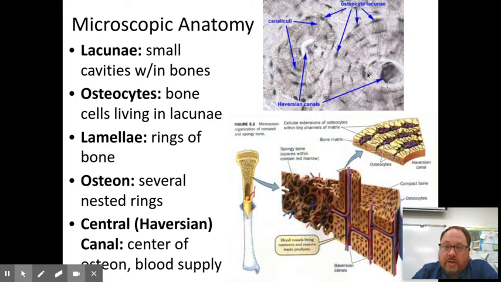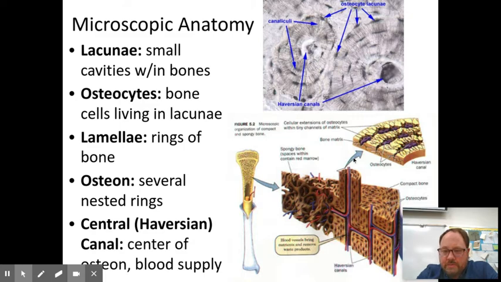Now, of course, they are arranged in rings like this. The rings are called lamellae. So I just think a lamella is like a layer. Think of something that's laminated. It's got several layers. So the lamellae are the layers of rings in this bone. Now, taken together, all of this is referred to as an osteon. So if you had a set of rings, that's an osteon. And in the middle, you have what's called the central canal or the Haversian canal.